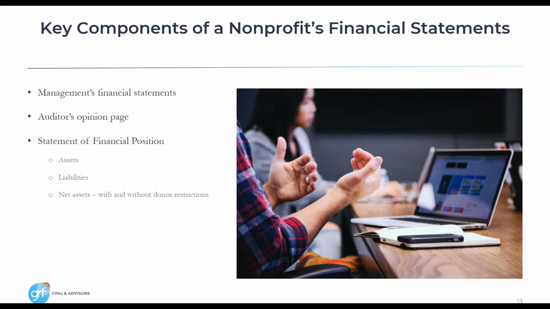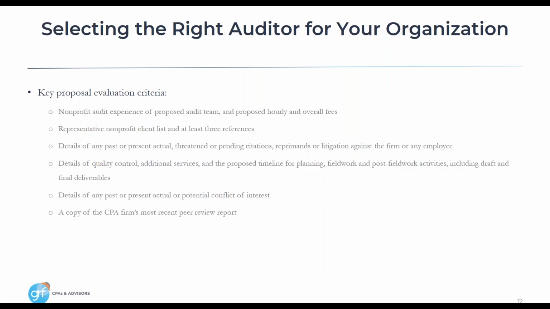Now, how do you select the correct auditor for your organization? Again, it could be that you're going out to have your first audit performed, or it could be that you already have an auditor and perhaps you're looking to switch to a new auditor. Well, there are some key evaluation criteria that you need to take into account, both as part of including in your request for proposal, your RFP, which goes out to the market, and also when you get the responses back from your RFP, you want to be able to evaluate each individually.